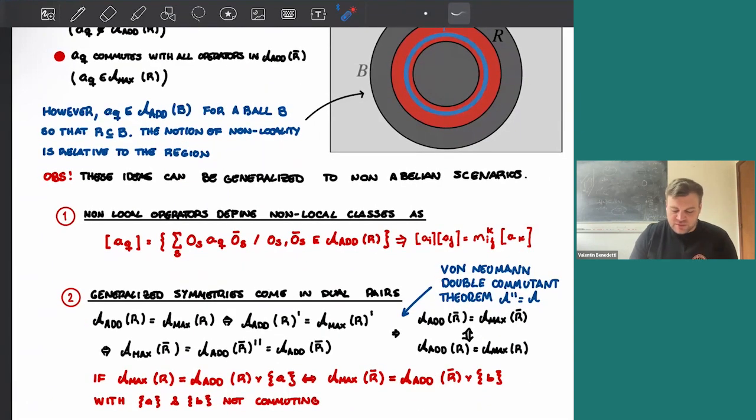And also an interesting comment is that we can check that if the algebra of a region R that is additive is the same as the maximal algebra, then the same must hold for the complementary region. This is a consequence of the von Neumann double commutant theorem, namely that the double commutant of the algebra recovers the original algebra, and implies that if we have these non-local operators for the region R, that we call A, we should also find some non-local operators, let's say B's, for the complementary region, with the A's and B's being non-commuting.